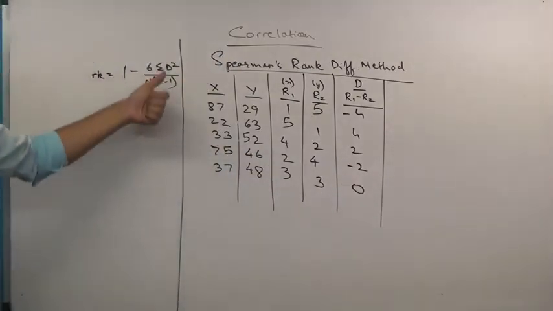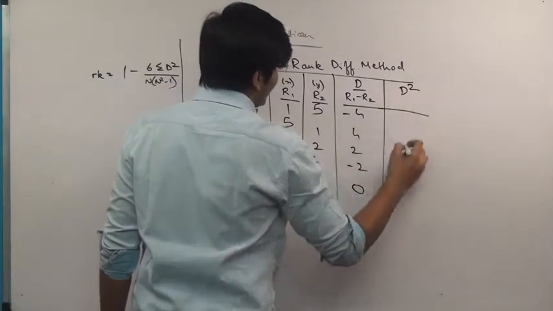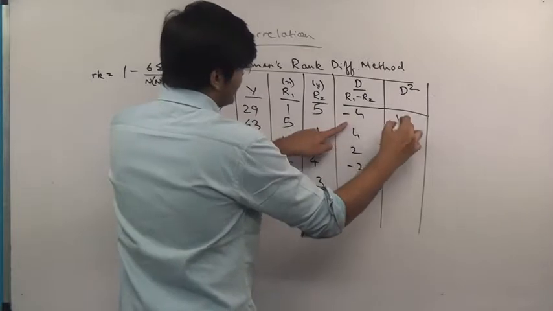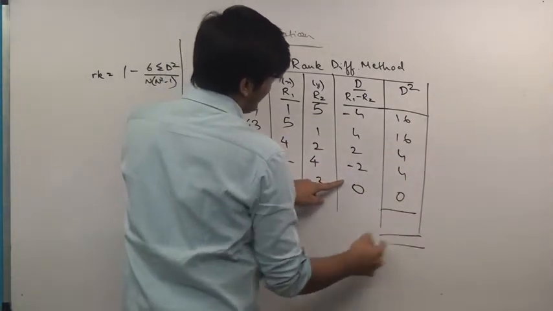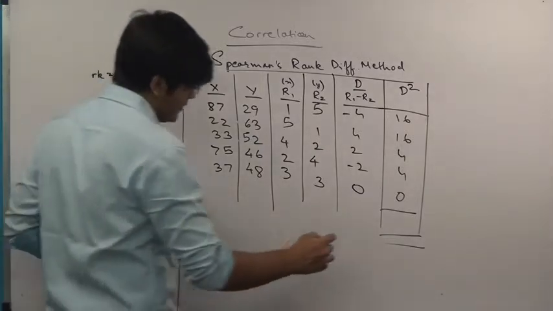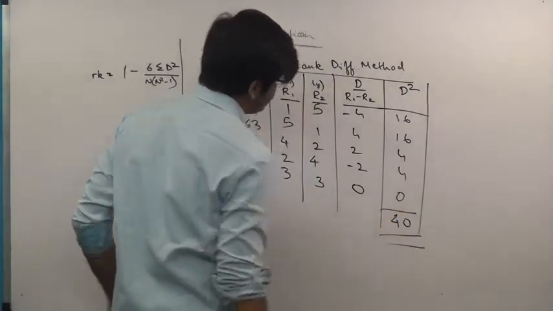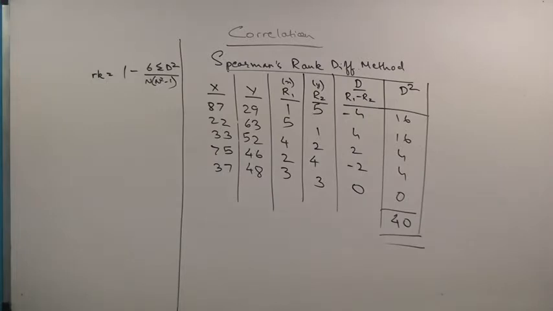Do we require D? No, we require D square. So we'll square: 16, 16, 4, 4, 0. Find the total fast. Total is coming down to 40. So summation D square we have 40.